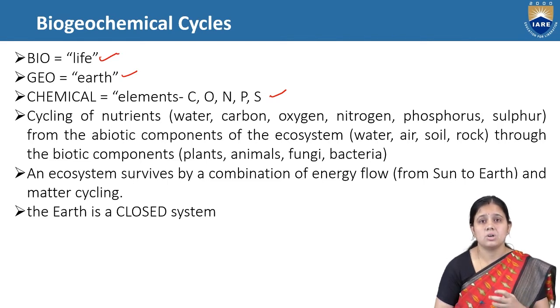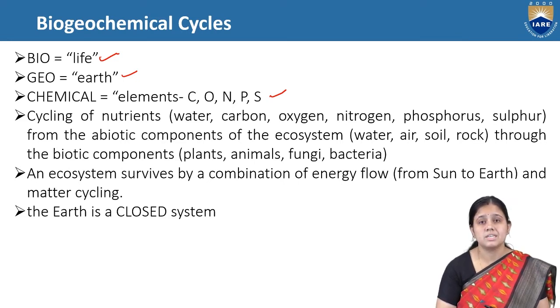And earth is a closed system. Earth does not have interference with the different atmospheres of the earth, so earth is a closed system. It does its own recycling of nutrients into the atmosphere, without interference from any other atmosphere.